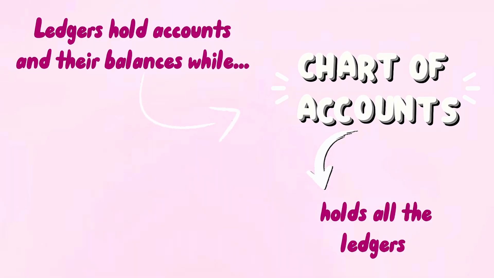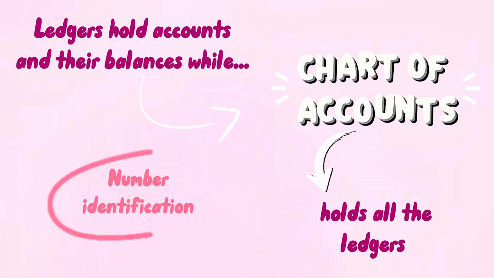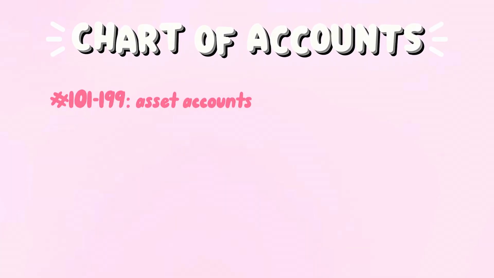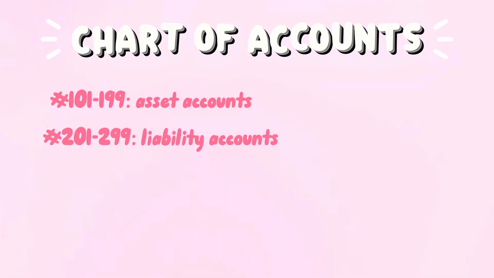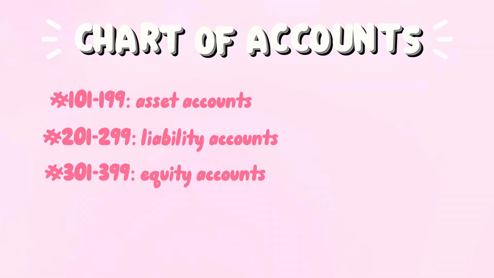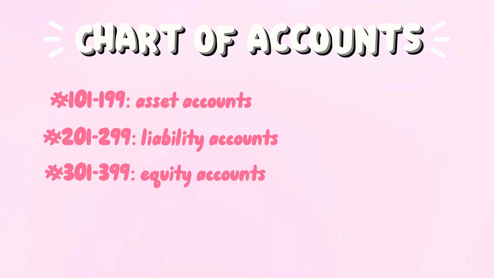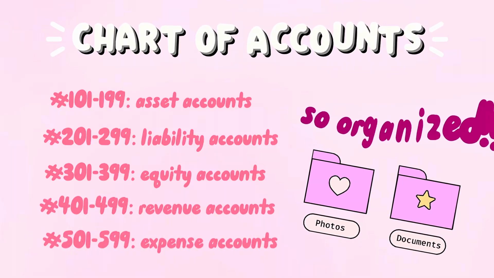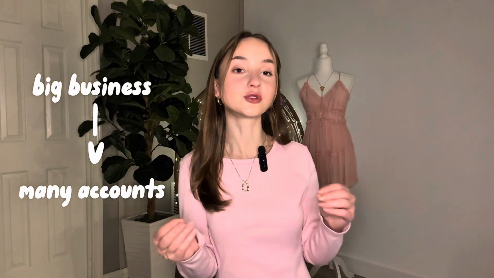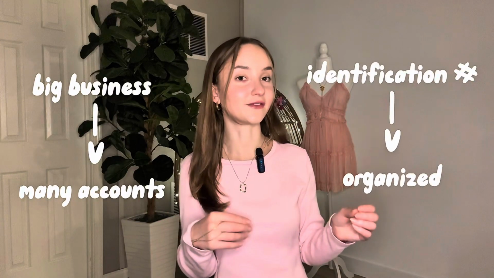Ledgers hold specific accounts and their approximate balances. The chart of accounts holds all the ledgers and identifies them with a number for each account. Typically, 101 to 199 will be your asset account numbers, 201 to 299 will be your liability accounts, 301 to 399 will be your equity accounts like common stock and dividends, 401 to 499 will be your revenue accounts, and 501 to 599 will be your expense accounts. Depending on the size of a business can have hundreds of accounts, which is why it's so important that we organize them with identification numbers.